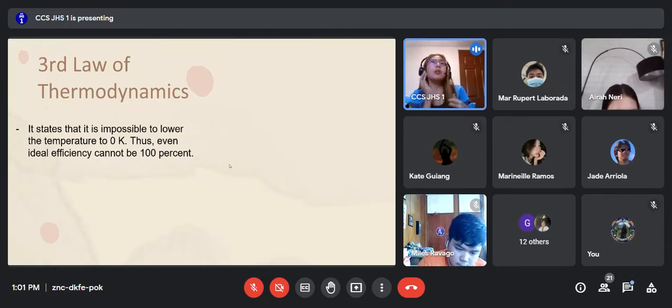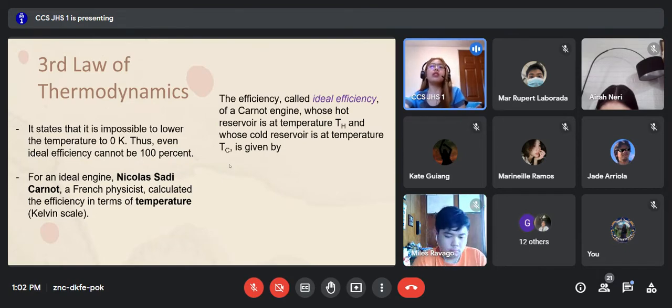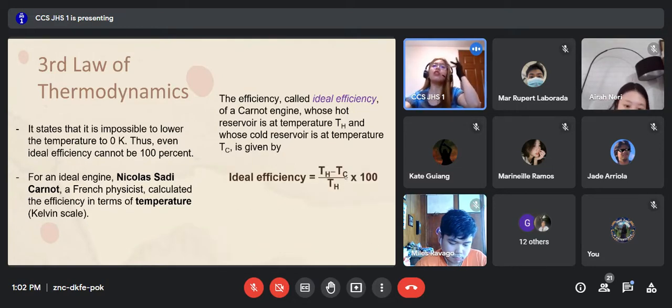So this one presents efficiency through temperature. Earlier, for thermal efficiency, we used energy. It was Sadi Carnot, the father of thermodynamics, a French physicist, who calculated the efficiency in terms of temperature. Instead of using energy to solve for efficiency, he used temperature, using the Kelvin scale. The ideal efficiency of a Carnot engine, whose hot reservoir is at temperature TH and whose cold reservoir is at temperature TC, is given by this equation: TH minus TC divided by TH.